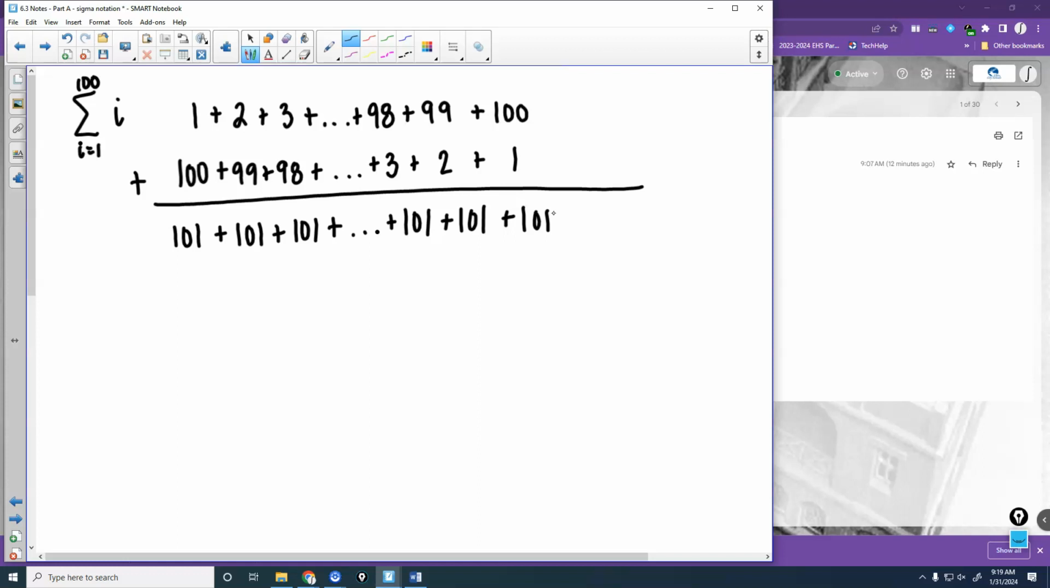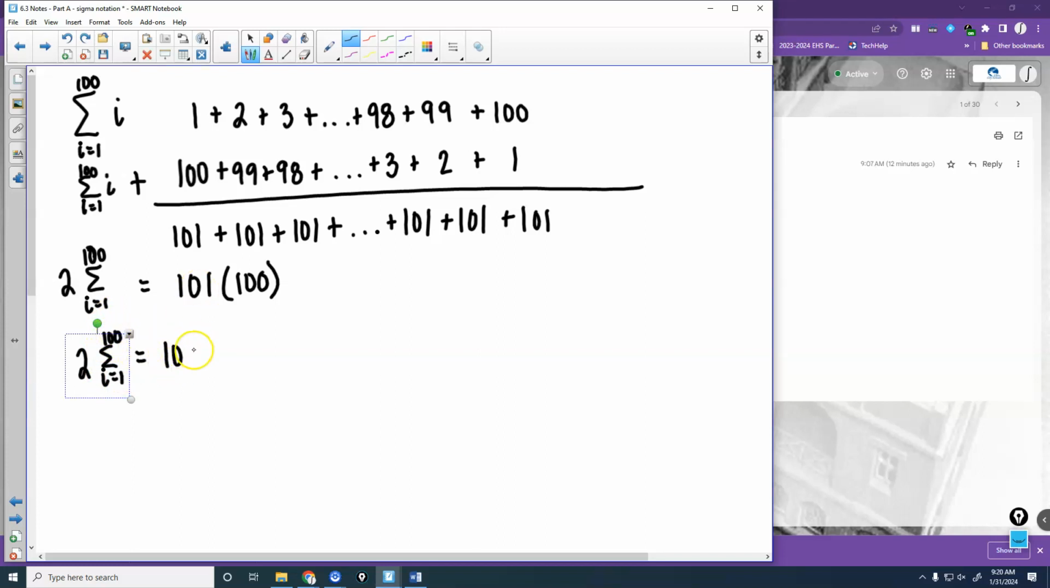Now, that is not equal to my answer, because what I'm really doing is taking this sum and adding it together twice. So this is like 2 times the sum from 1 to 100. That equals 101, how many times? 100 times, right? So 2 times the thing that you're looking for would be 10,100. And then what would you have to do? Divide this by 2. And you got 5,050.